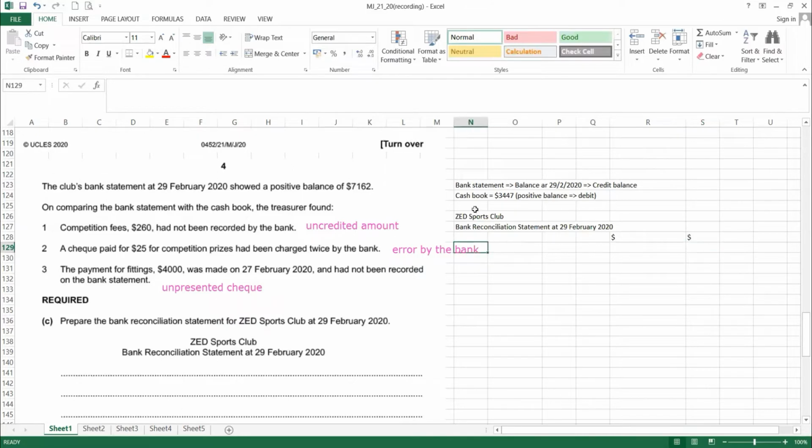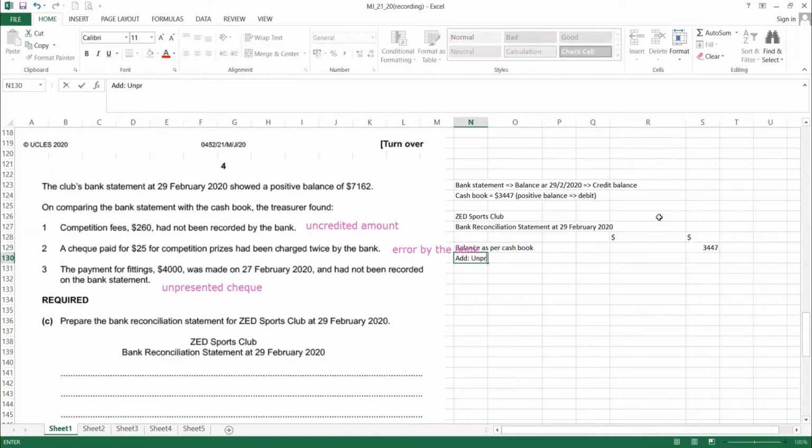Okay. I start with the cash book. Balance as per cash book, this amount, 3447. Because this is a positive, I don't need to put debit. Or if you want to put debit beside, that's fine also. When we see a positive number, that means it's a debit balance for the cash book. Take note of the formula.